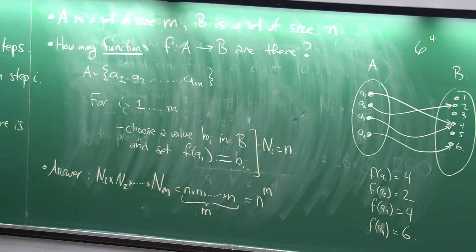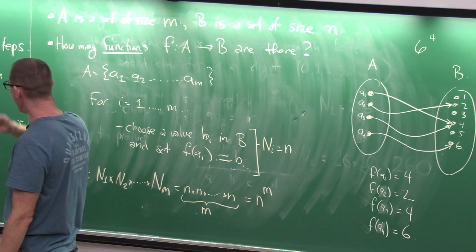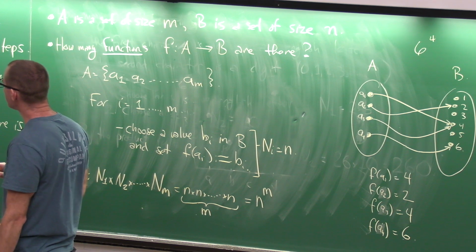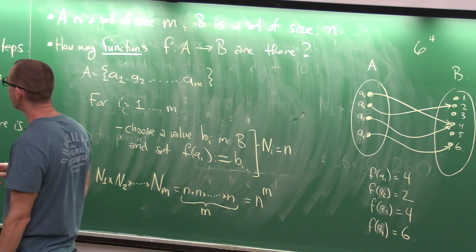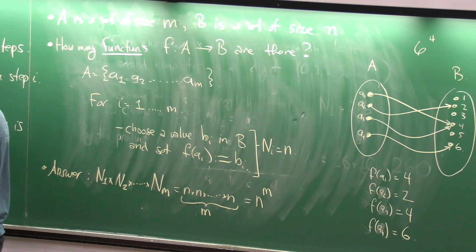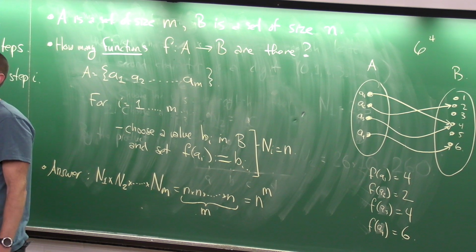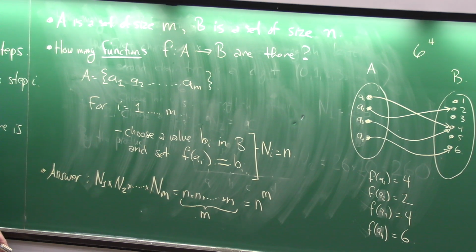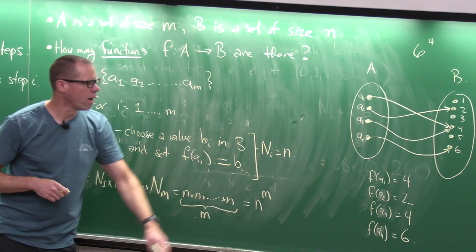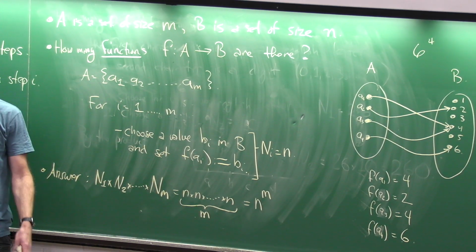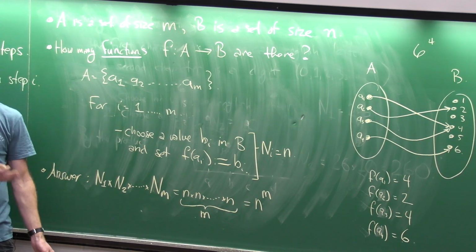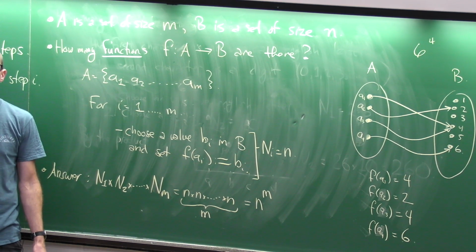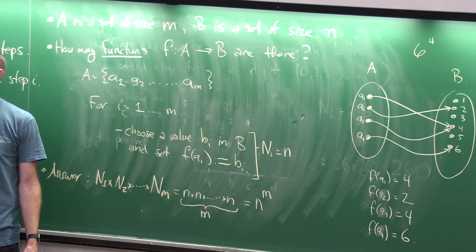So the product rule says if we have a procedure and the number of ways to do the ith step is n_i, then the product rule tells us the number of ways to do the whole procedure. And in this case, the number of ways to do the ith step is just the number of elements in B. Doesn't matter what i is, and it doesn't matter what happened in the previous steps. Okay.